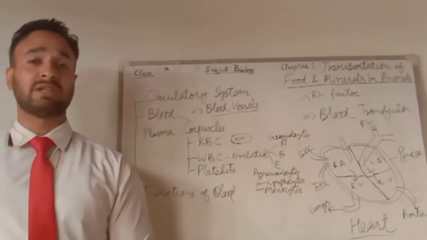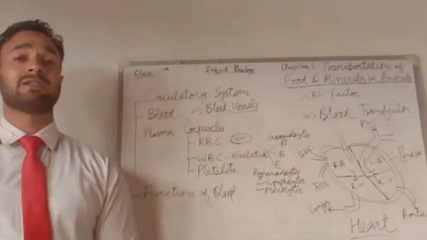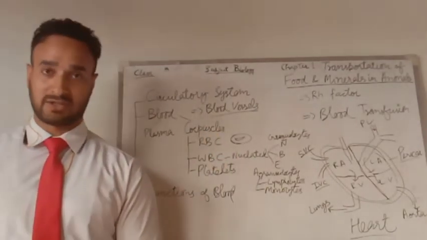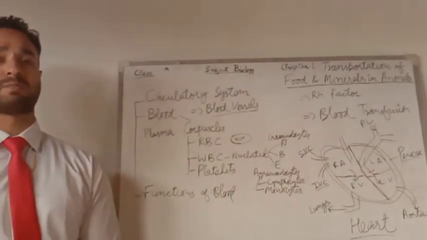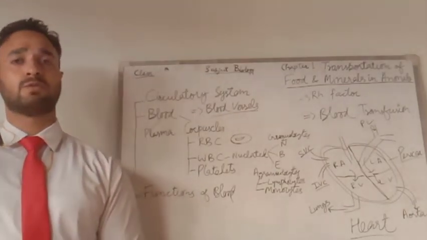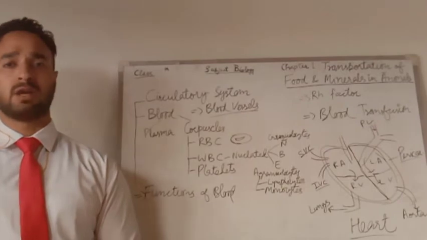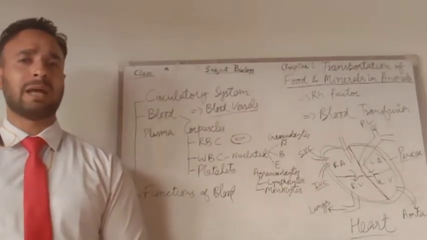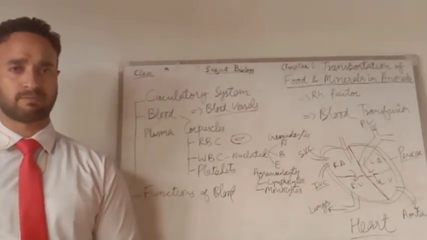So the function of the WBCs is they help us in fighting against infections, and their number varies from 4,000 to 14,000 in 1 cubic millimeter of blood, and their lifespan is about 2 weeks.